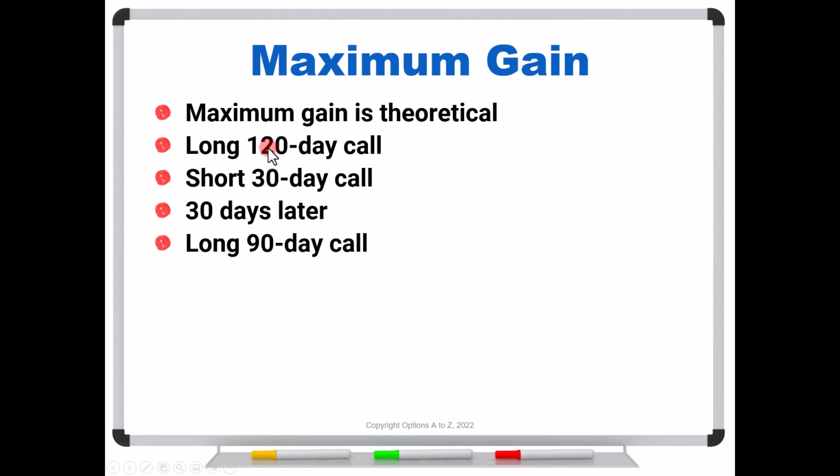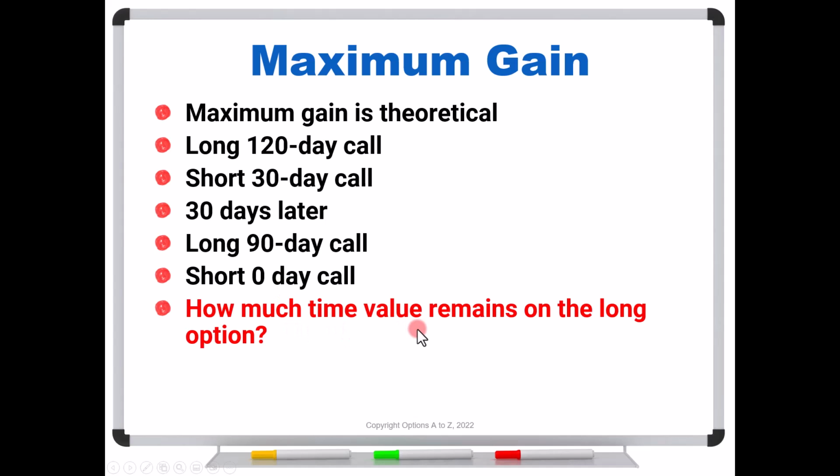So you're going to be long the 90-day call and short the 0-day call. Let's say maybe in the last few seconds of expiration. And so that's what we mean by when you are at expiration. It's still technically alive, but you've got maybe the final seconds to go on expiration day. Well, the question now is how much time value remains on this long option right here?